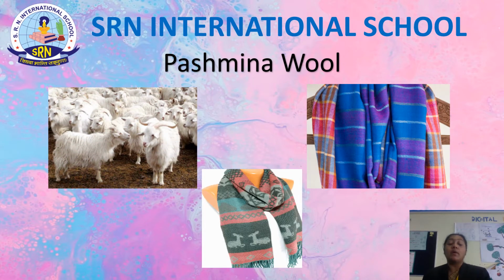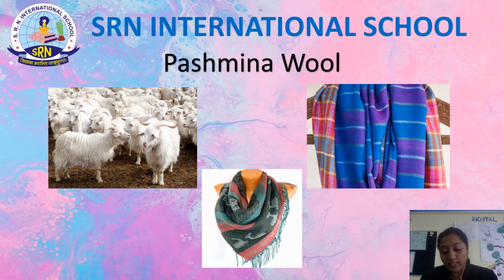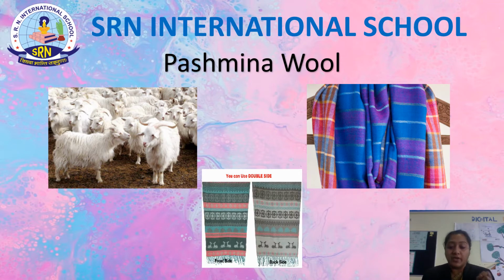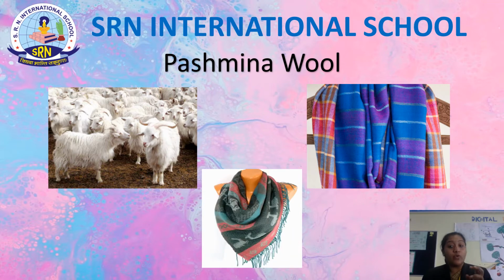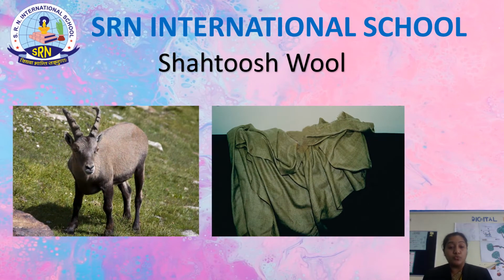Next, we come on to Pashmina wool. Pashmina wool comes from the hill goats which live in the cold regions. It is soft and very silky. It is valued for soft texture. Next is Shahtush wool. Shahtush wool is obtained from Tibetan antelope. It is soft and the costliest wool obtained. For obtaining Shahtush wool, we have to kill the Tibetan antelope, and that's the reason it is banned in almost all the places.